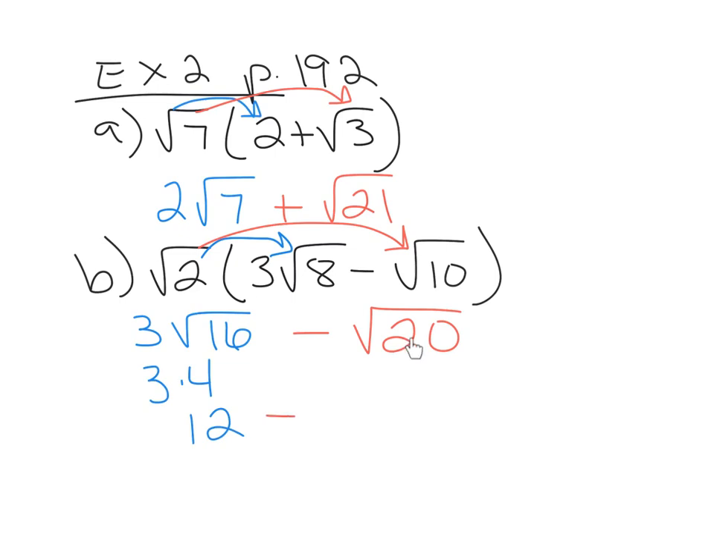Over here on the second term, there's a perfect square inside there of 4. 20 is 4 times 5. The square root of 4 is 2, so the 2 is going to come to the outside. The square root of 5 is going to be left in.